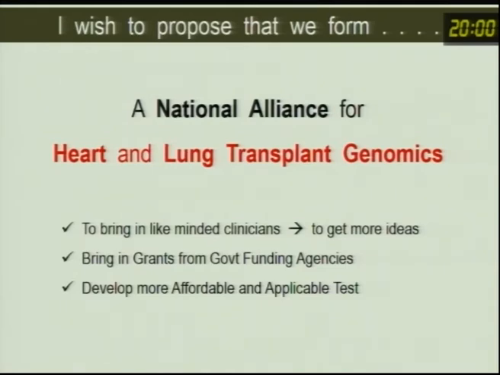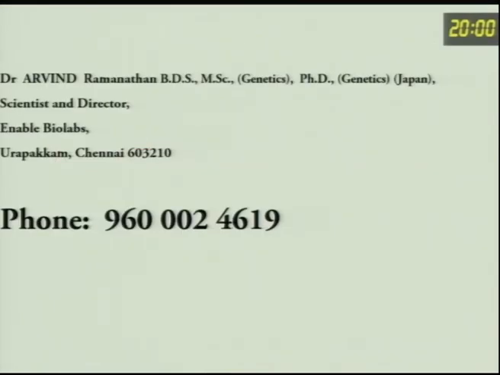Having said that, I want to propose that we form a national alliance for heart and lung transplant genomics, because it will help. All these tests, like the one I developed, were developed because of the input that I got from the transplant team. If you have this kind of a research alliance, then probably it will bring in all the like-minded clinicians. We'll get more ideas. It will help us to apply for grants, and we can develop much more affordable and applicable tests. So if you're interested, you can contact me, and we can start working together.